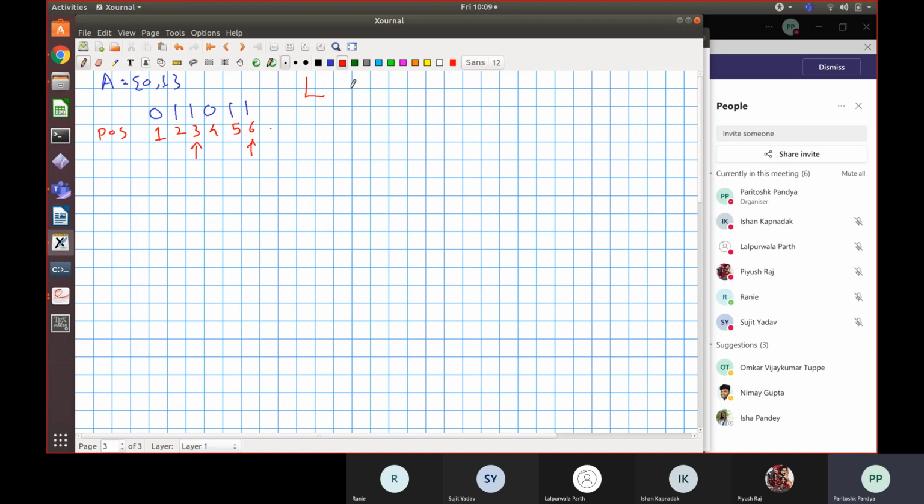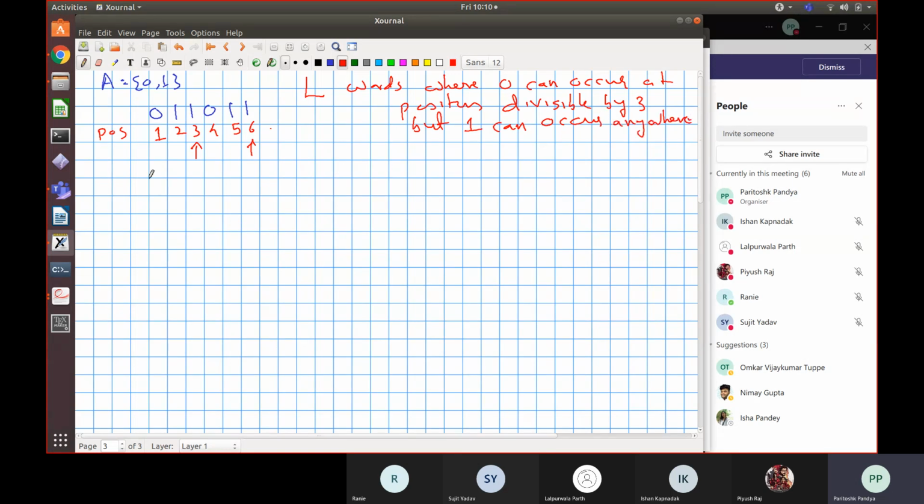So my language is words where 0 can occur at positions divisible by 3. But 1 can occur anywhere. Anywhere.